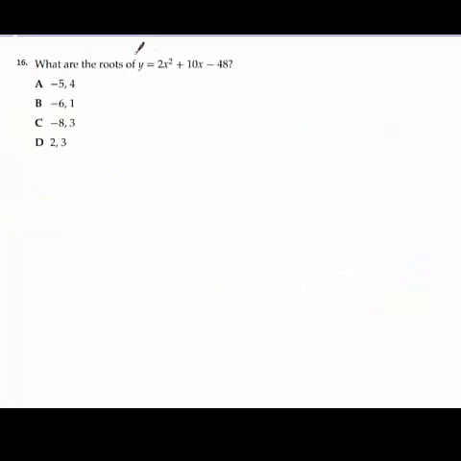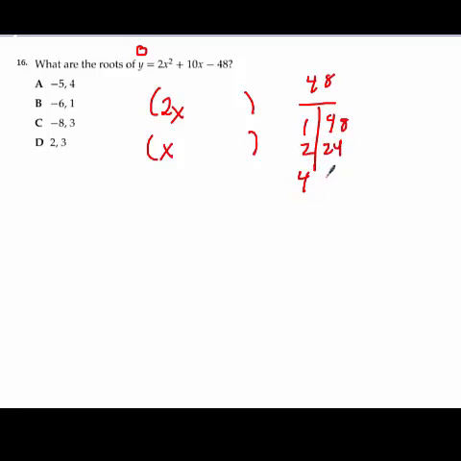Okay, and last one, we're just looking for what are the roots of y, the x-intercepts, for when y is equal to 0. So we're just going to factor this out. 2x and x, factors of 48. 1 and 48, 2 and 24, 3 and 16, 4 and 12, 6 and 8. Alright, let's see. What are my options here?